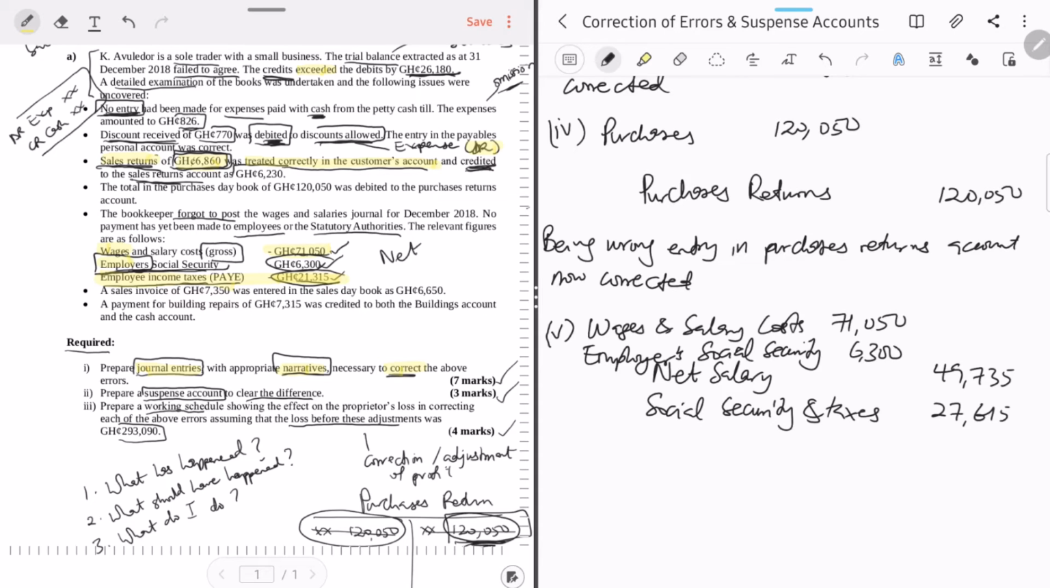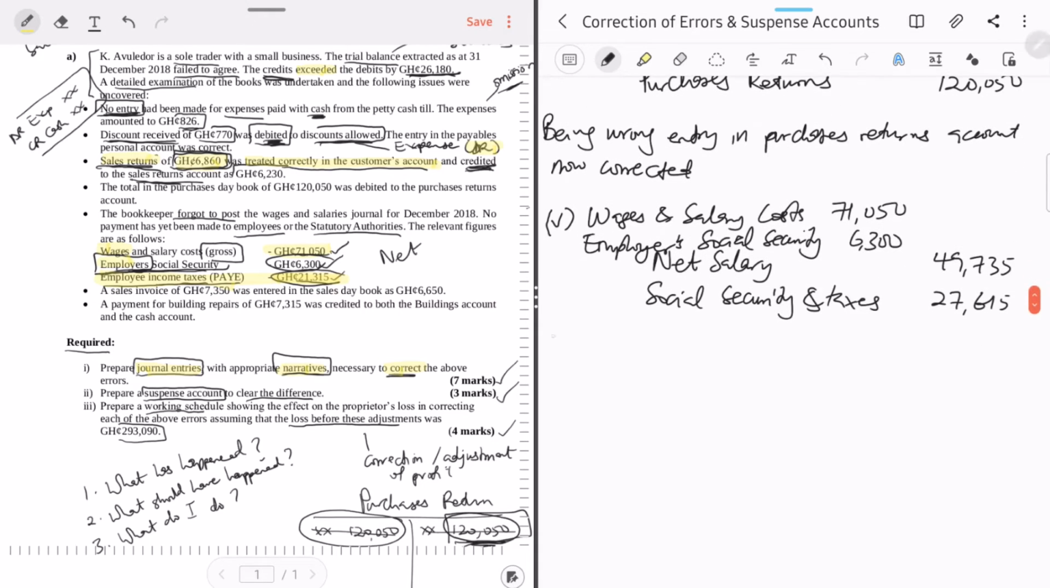And luckily, this does not affect the suspense account. So we are good to go. So you can just say: being employment related costs omitted, now corrected. That's it. All right, we're almost done.